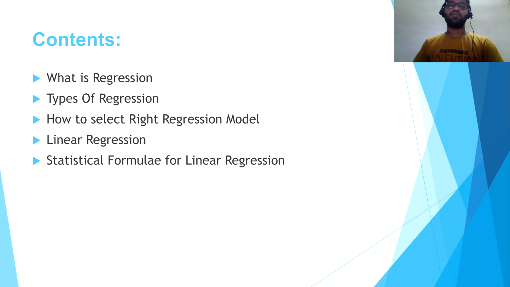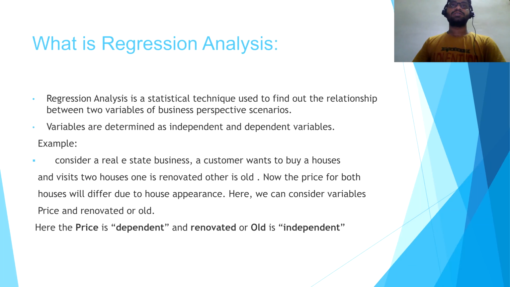So in this video, we are going to see contents like what is regression, the types of regression, how to select the right regression model, what is linear regression, and the statistical formula for linear regression. We know that the main criteria of machine learning is to predict the future outcome data as well as the accuracy for the current data. In order to accomplish this task, these are the models we are going to apply. Among those, the regression model is also one of the models under supervised learning. So let us see what regression analysis actually is.